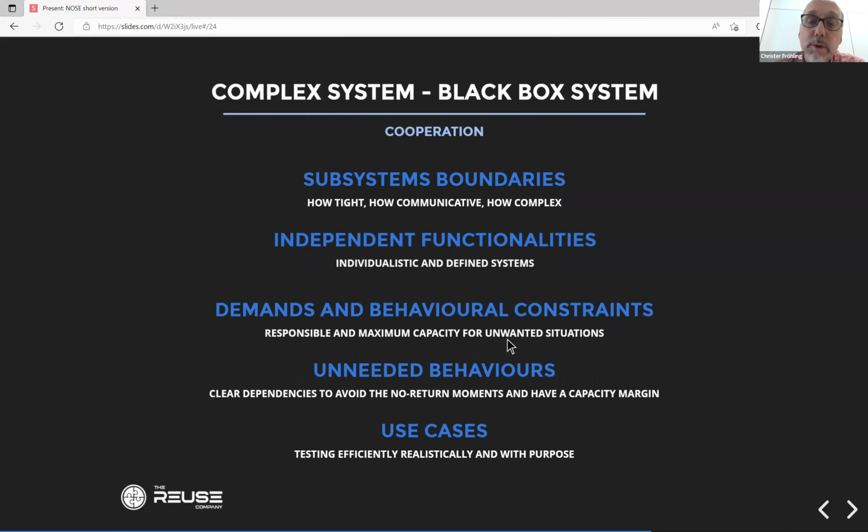An unwanted situation and unneeded or unintended behaviors are very much connected to the area of system safety. So you have to be sure that if something happens which you don't want to happen, you can return your system in a safe way.